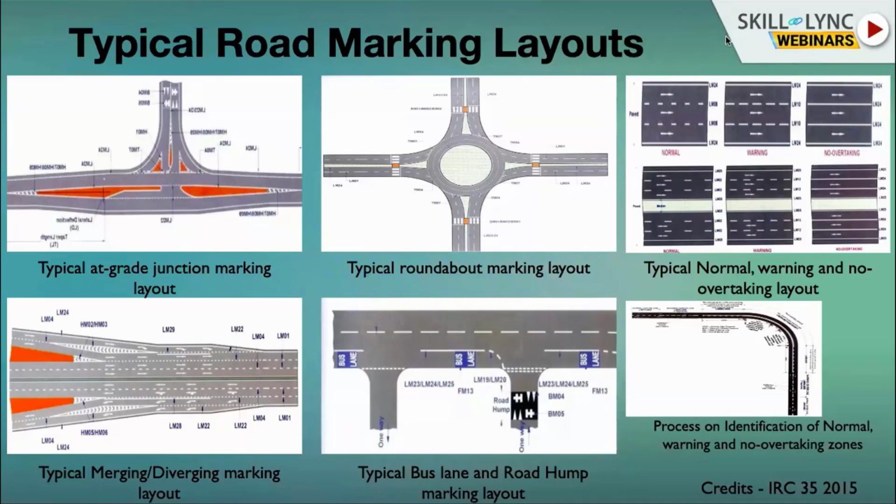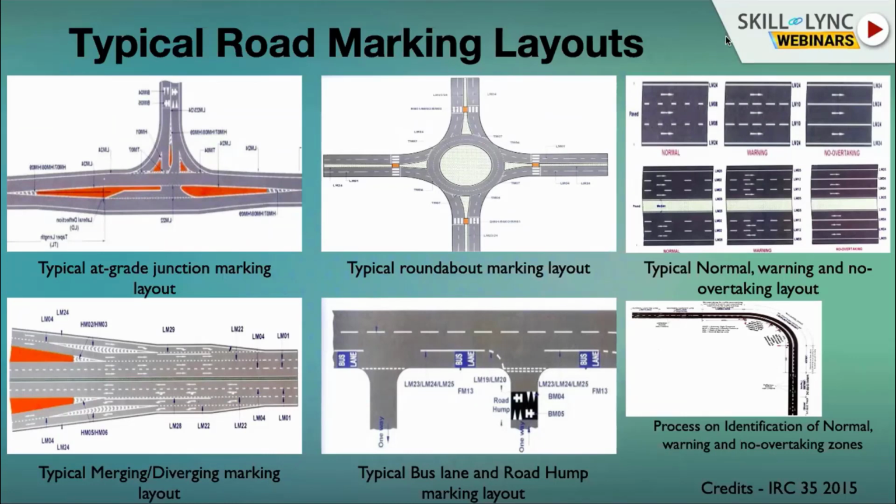In the fourth layout, a typical merging and diverging arrangement has been shown. You can also see a ghost island which has been used to channelize the traffic, and a few deflection arrows and lane marking along with the edge marking provisions can also be seen in this. On the fifth layout, we see bus lane markings. These are the facility markings, some hazard markings like road humps.